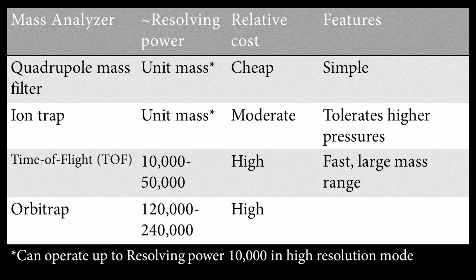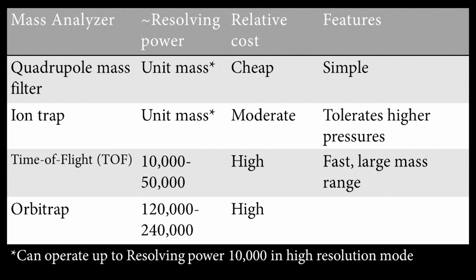The ion trap is going to have a lot in common with the quadrupole. It is also mostly going to be unit mass resolving power. You'll see that asterisk there. There are special modes that you can operate the quadrupole mass filter and the ion trap in that will allow you to go up to higher resolving powers, but those aren't typically used. It's a little bit more expensive than the quadrupole most of the time, but it has some extra features to it. It can do something called MSMS fragmentation, which is a really powerful feature.